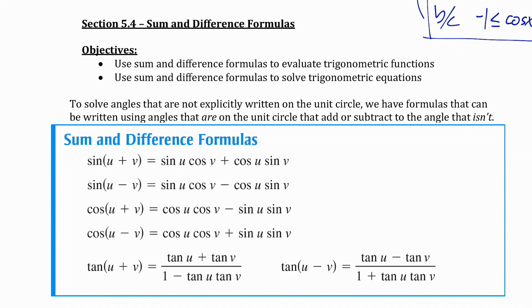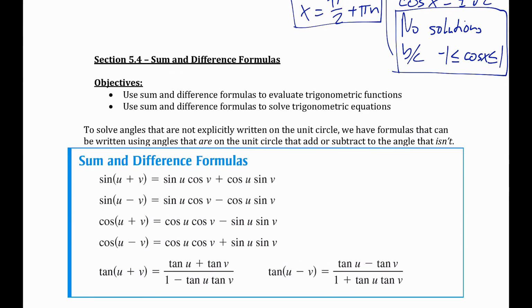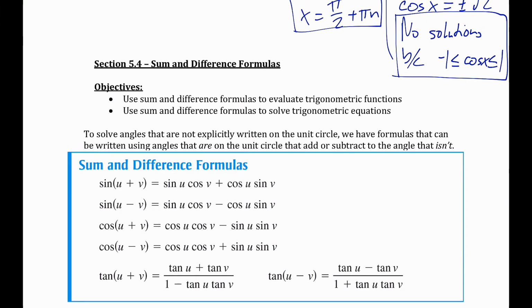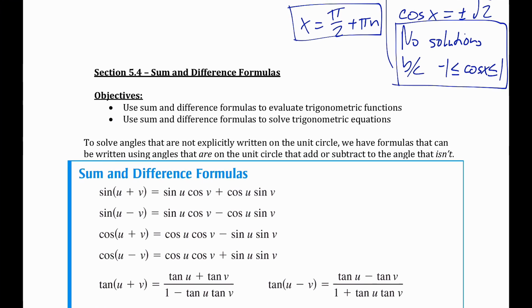The tangents are a little more complicated, but we're going to make it work. The tangent of two angles, u plus v, is equal to the tangent of u plus the tangent of v, all that divided by 1 minus the tangent of u times the tangent of v. And similarly, the tangent of u minus v is the tangent of u minus the tangent of v, all of that over 1 plus the tangent of u times the tangent of v. Yikes, that's a lot.